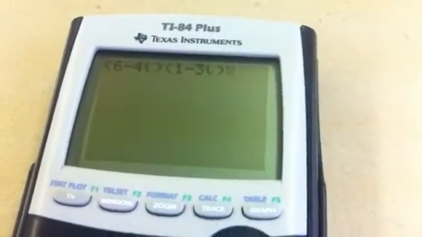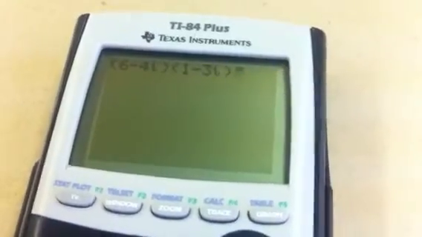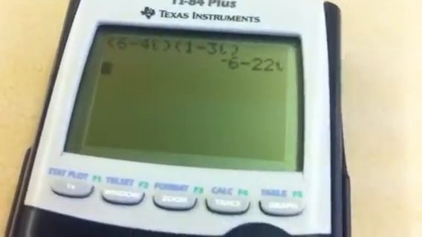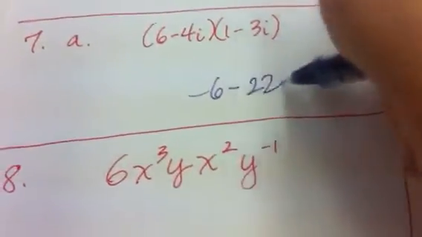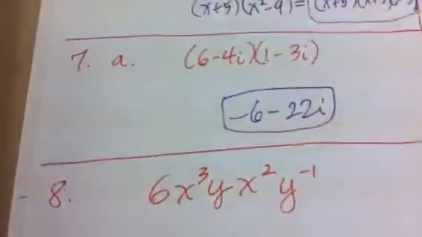And the calculator does all of the calculations and conversions and all of it. Negative 6 minus 22i. And that is it. That one's easy.